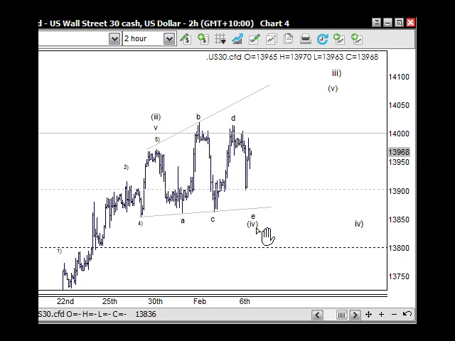If I've got this wrong and we don't have a triangle here, and this is actually the wave 4 in terms of an A and a B and a C, then we'd be looking for this to be up for wave 1, back for wave 2.